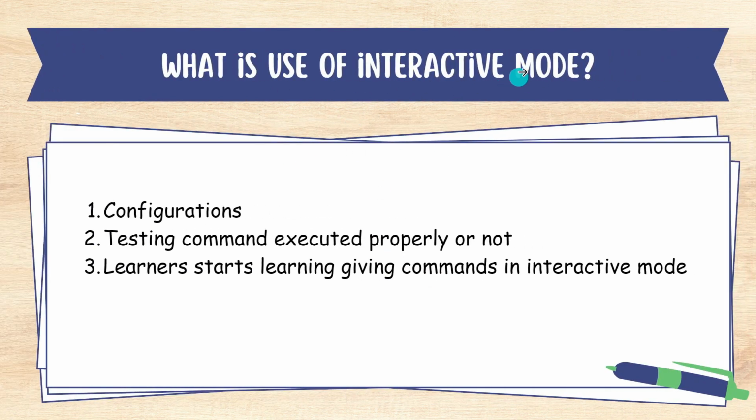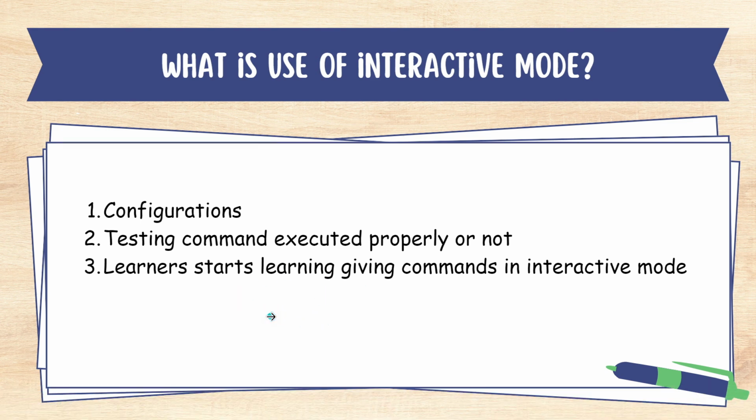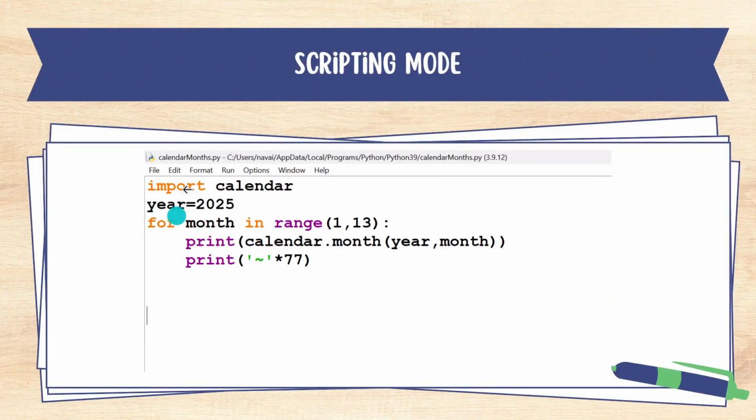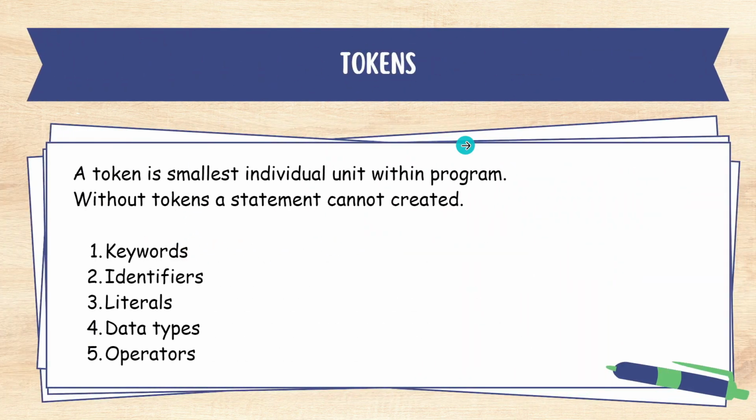Why do we use interactive mode? For configurations, testing commands, or learning purposes. Learning means, for example, you want to learn new methods of Python, so you can execute those methods in interactive mode. If we want to write one or two lines of code, we can use interactive mode. If you want to write more than one line of code, then we use scripting mode. Whenever you go to scripting mode, you will get a new file, and you need to save the new file. Okay, so let's discuss tokens.